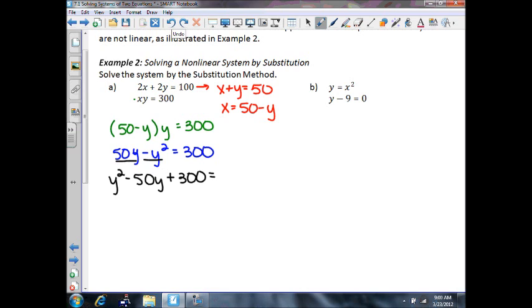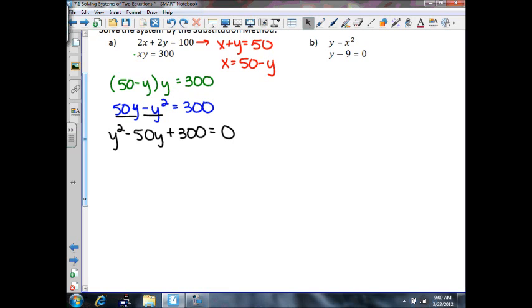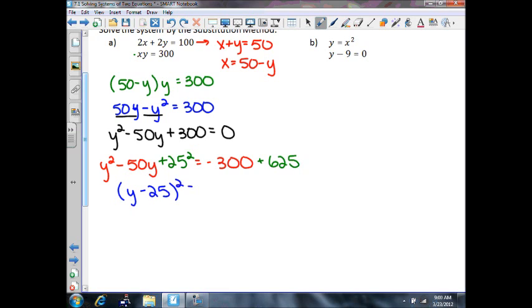plus 300 equals 0. Now you should be able to see that there are no two factors of 300 that give you 50. So what we're going to have to do here is complete the square. Bring the 300 to the other side, make it negative. Half of 50 is 25. 25 squared is 625. Simplifying and factoring, we'll end up with (y minus 25) squared equals 325. When you solve this for y, you get y equals 25 plus or minus the square root of 325.